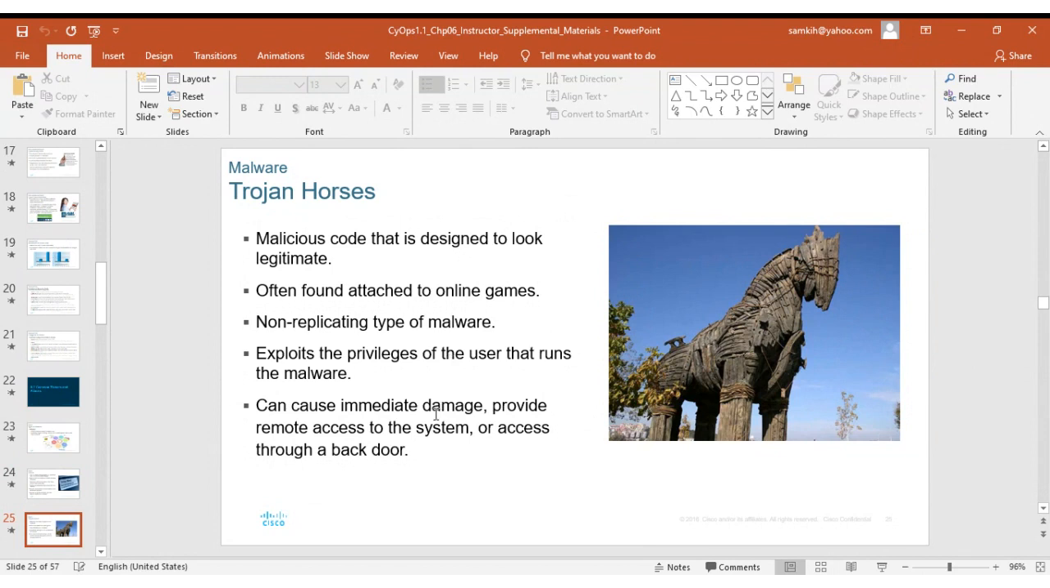They exploit the privileges of the user that runs that particular malware, and they can cause immediate damage. They provide remote access to the system or access through a backdoor. So probably now you're online, you think that you're in class, but maybe a Trojan is trying to send files to somebody else.